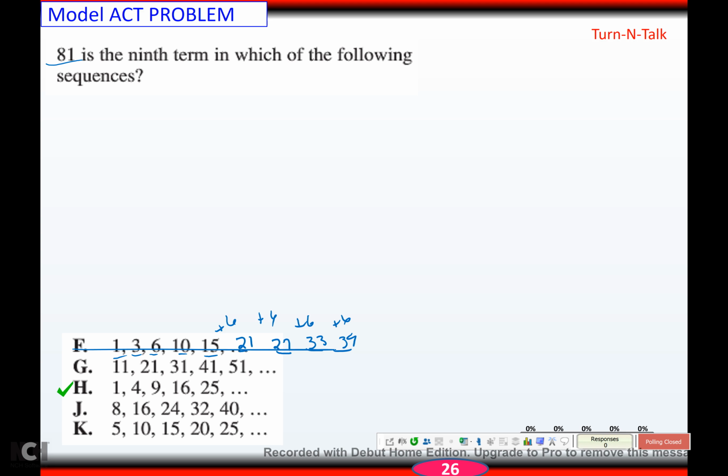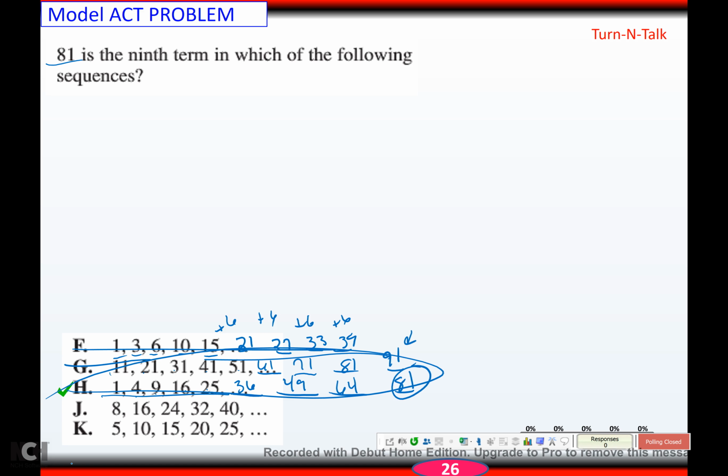Okay, my 11, 21, 31, 41, 51, they're just counting by 10. So 1, 2, 3, 4, 5, 6, 7, 8, 9: 11, 21, 31, 41, 51, 61, 71, 81, 91. Nope, not 81 there. So 2's out. Okay, this one is my squares, if you remember. 1 squared, 2 squared, 3 squared, 4 squared, 5 squared, 6, 7, 8, 9. 6 squared would be 36, 7 squared would be 49, 8 squared would be 64, and 9 squared would be 81, which puts it in the 9th position, which means that's my solution.